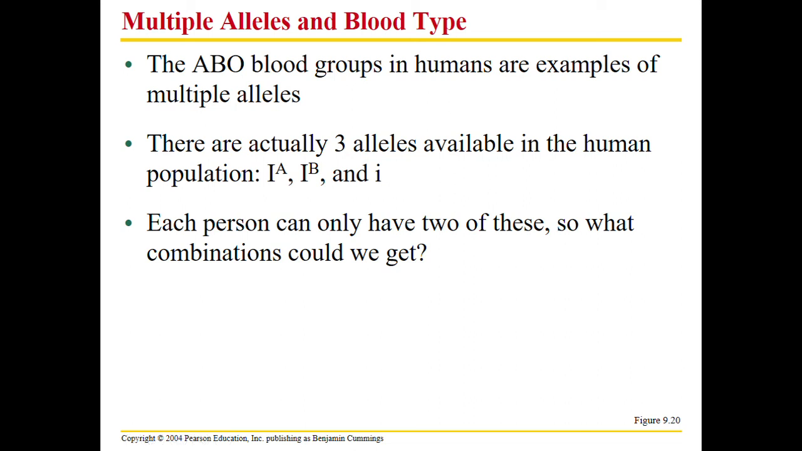Each person gets two alleles. They can get two copies of the same allele or two different copies. Think about combos. So A and B together. With two little i's, you'd have type O blood. If you had a little i and a big I with an A, you'd have type A blood. But you could pass down either to your offspring.